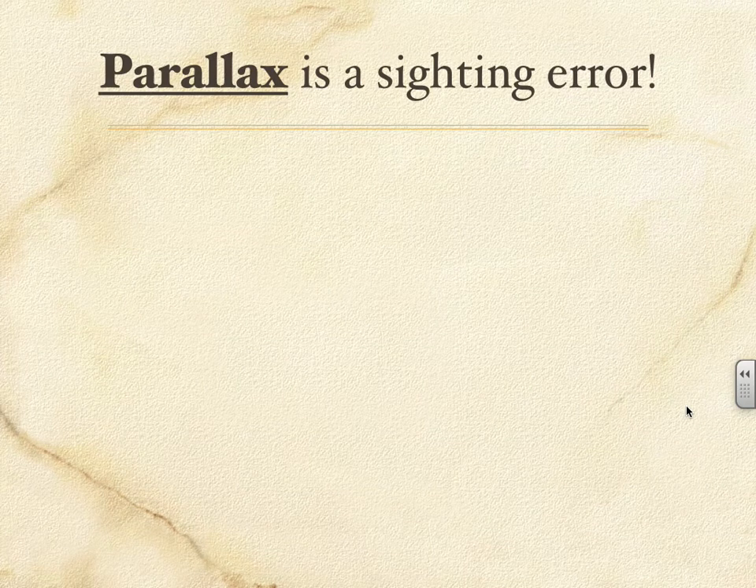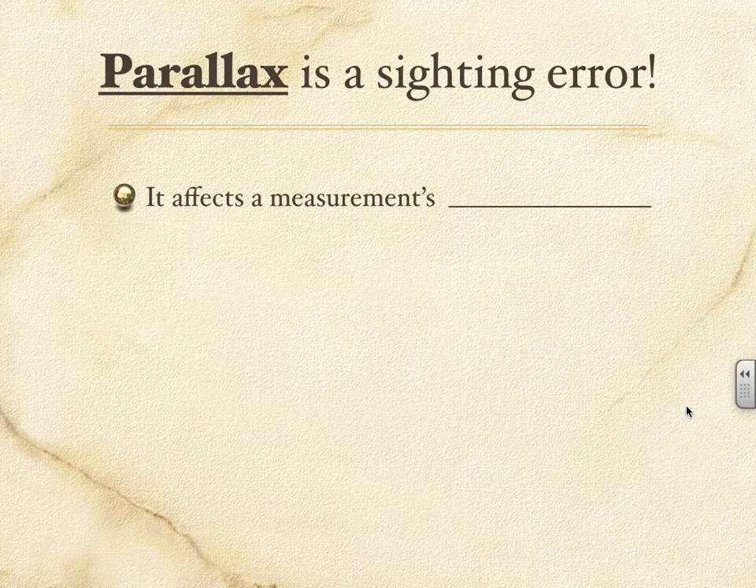Parallax is our next word. Parallax is a sighting error, and so that is going to affect my measurements. Just learn two words. One of them goes in the blank. Precision. If it's an error, that should affect our accuracy because that means it's going to be not correct.